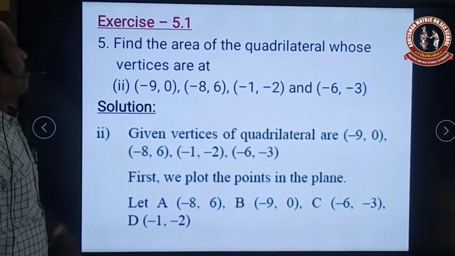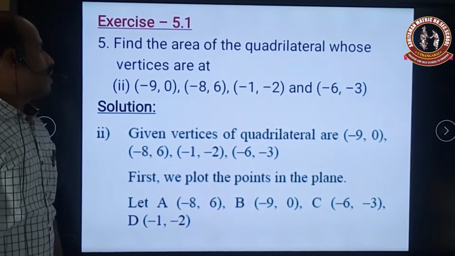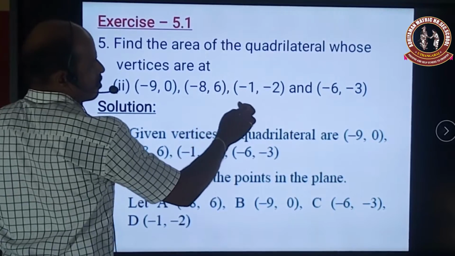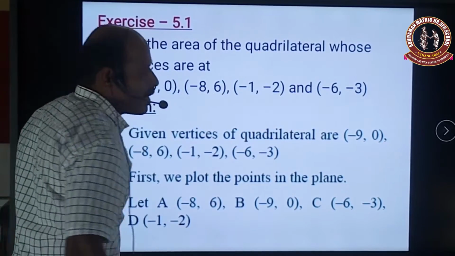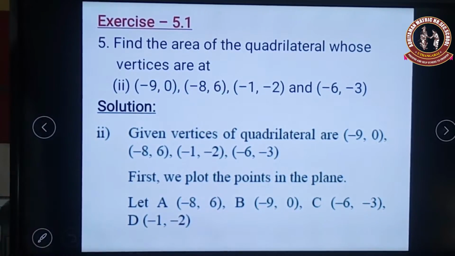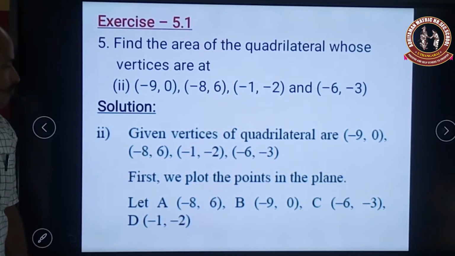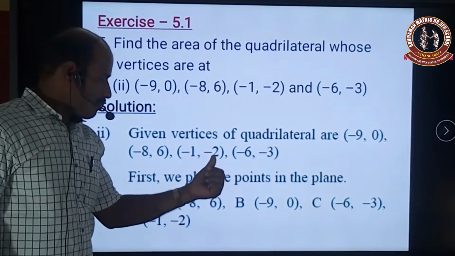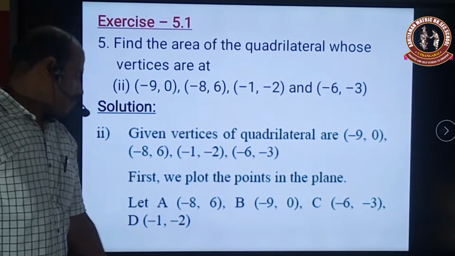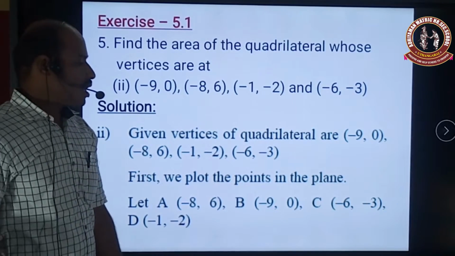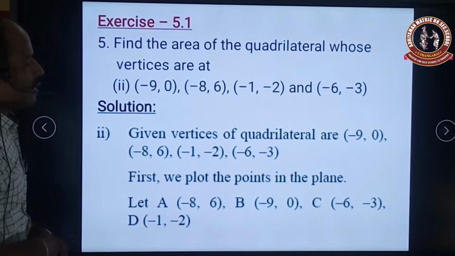Exercise 5.1, fifth sum. Find the area of the quadrilateral whose vertices are at (-9, 0), (-8, 6), (-1, -2) and (-6, -3). Solution: the given vertices of the quadrilateral are (-9, 0), (-8, 6), (-1, -2), (-6, -3). First, we plot the points in the plane. First, draw the quadrilateral diagram.